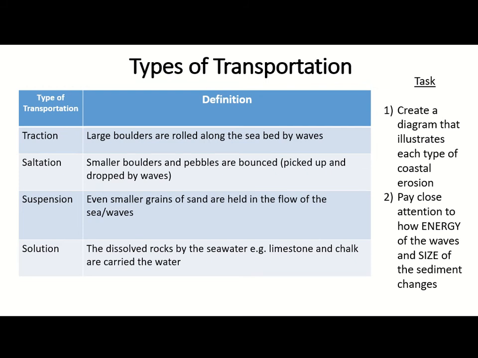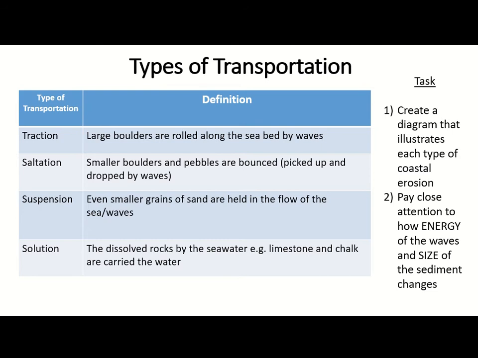So traction occurs with the largest sediment, the kind of larger boulders or the big pebbles, which are too heavy for the sea to really pick up unless they've got loads of energy, like in a storm condition. The sea can't do much with it other than maybe just drag it or roll it about. Okay, so the waves will drag and roll larger boulders or pebbles in the waves themselves, and that's traction.